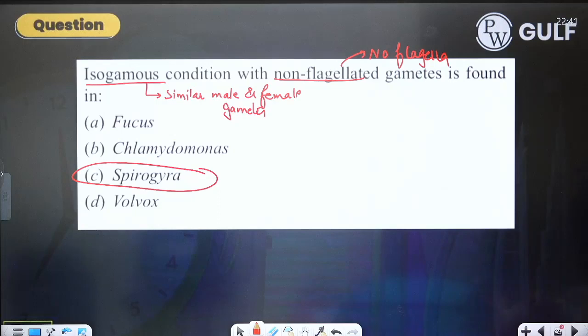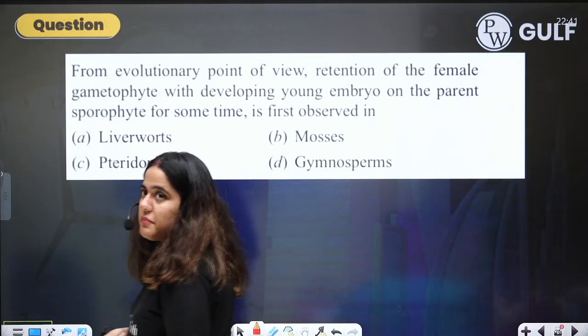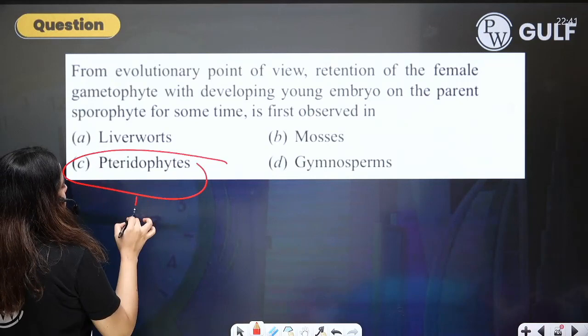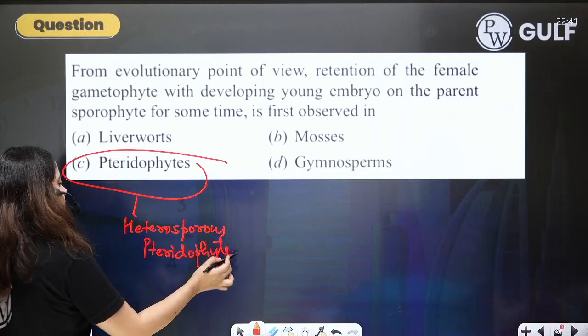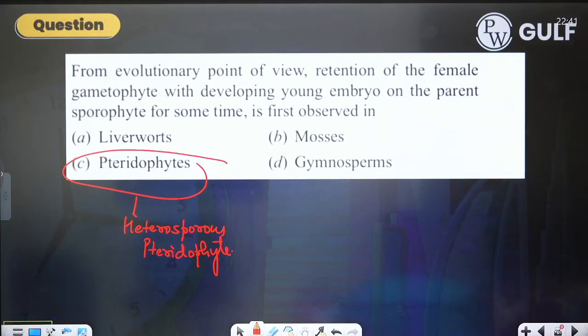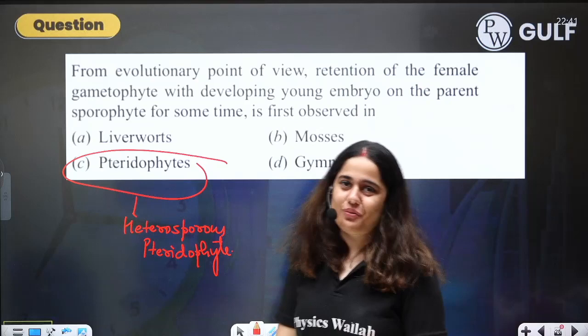Next is, from an evolutionary point of view, retention of female gametophyte on the parent body. I told you it is pteridophyte. And among pteridophytes, it is heterosporous pteridophyte. So heterosporous pteridophytes are important in the evolution of seed because they showed us a glimpse of how seed can be formed, but they did not form seeds themselves because the next group of plants, that is gymnosperms, produced the seed for the first time. They showed us the glimpse only.